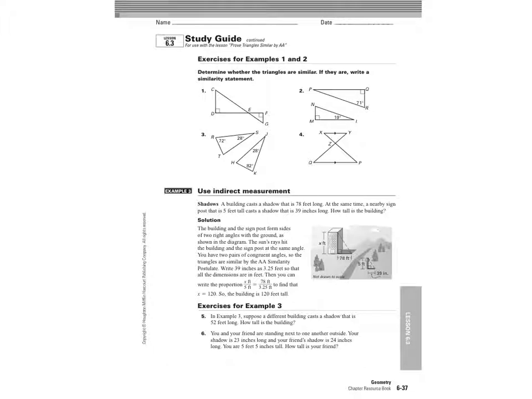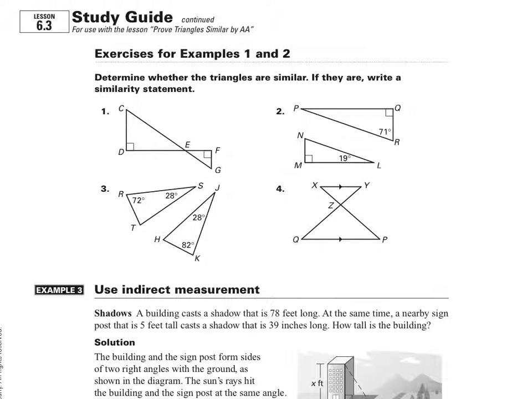So here might be an example of that. Notice these all have letters. So for example, what I recommend you do is label your pictures. And then the ones with the same congruency marks, that's how you can tell the order to put it in. So for example, on number 1, you can see that angle D and angle F, these are both right angles. They have the same kind of mark.